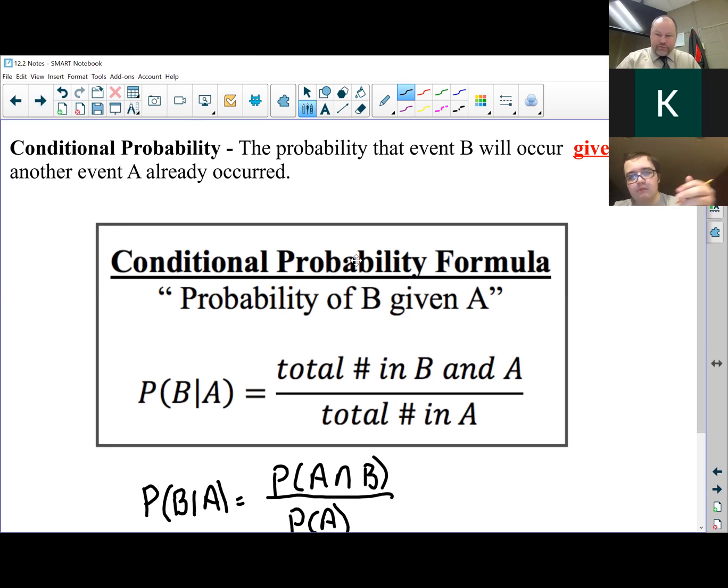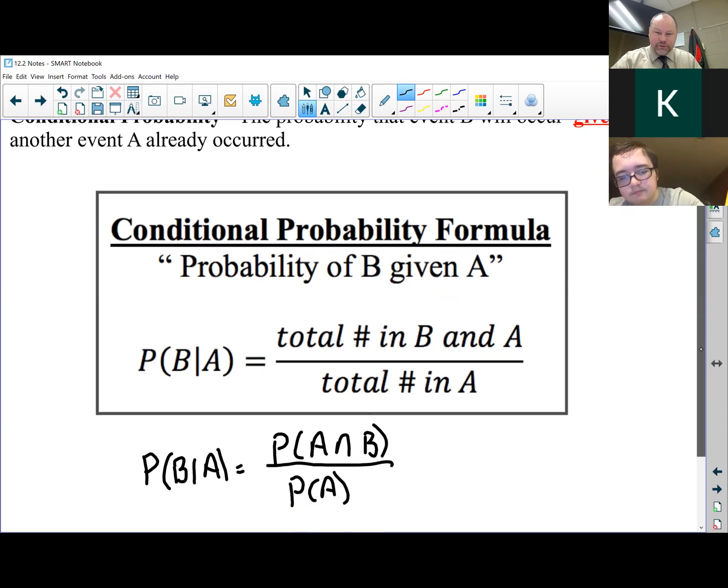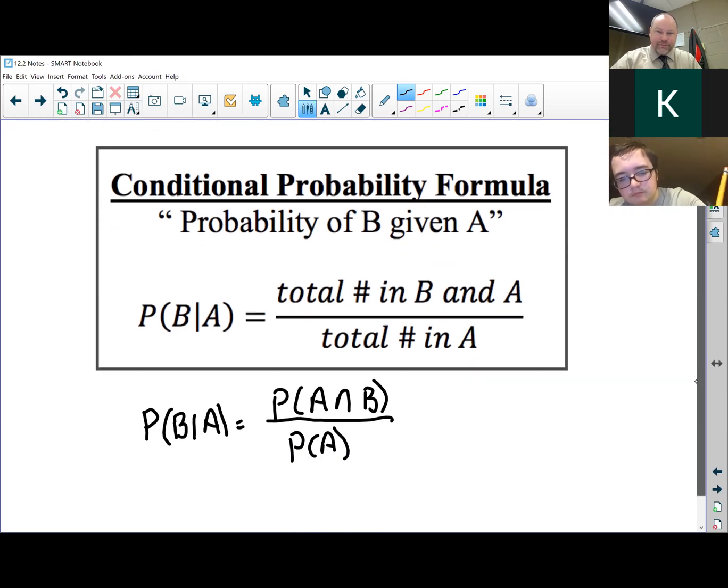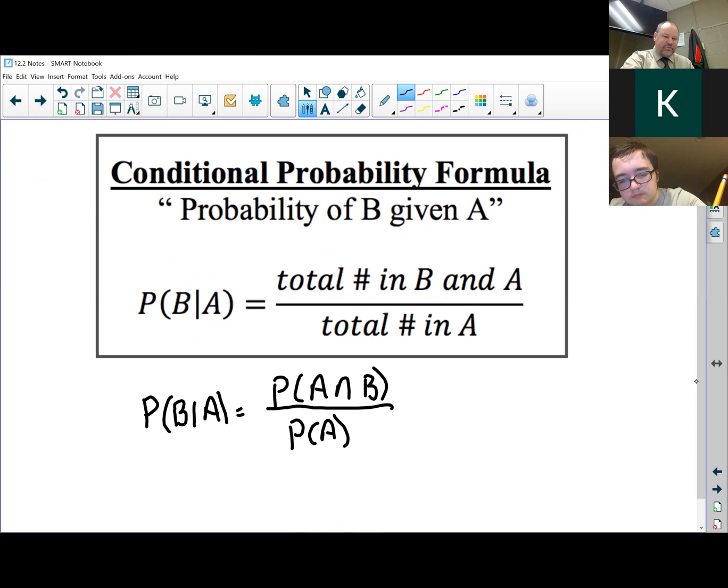So the general formula is the probability of B given A. So that's the way that this is read. The probability that B happens given that A has happened is equal to the probability that both A and B happen divided by the probability that A happens.